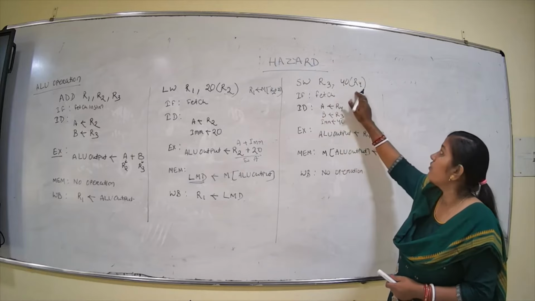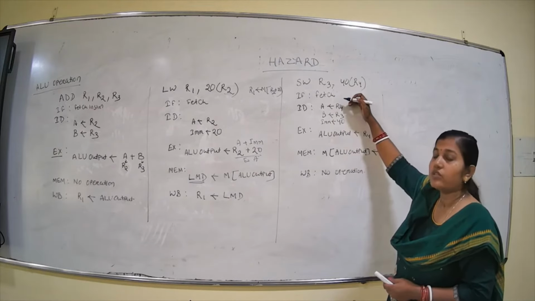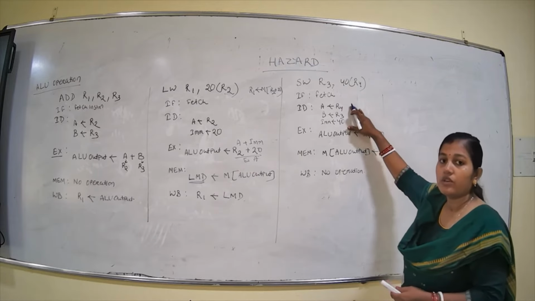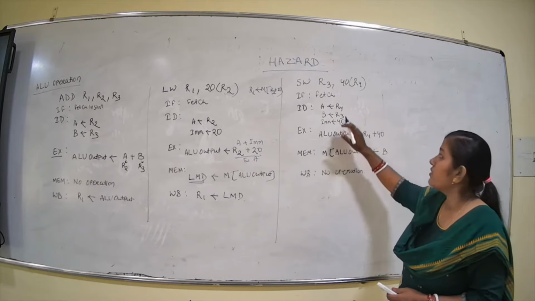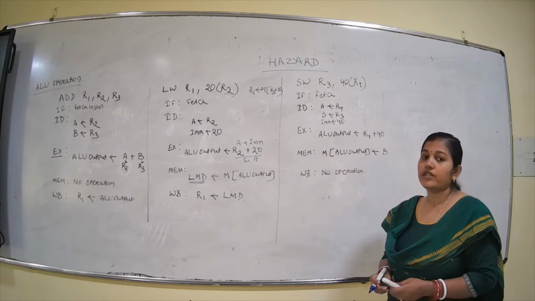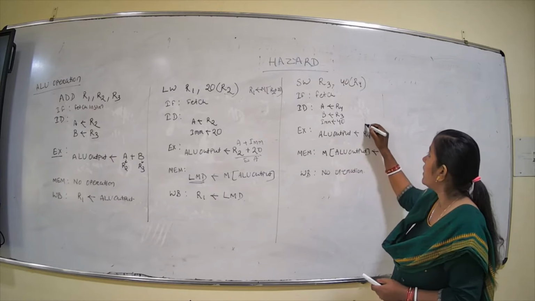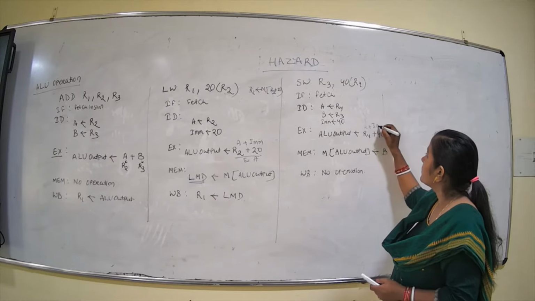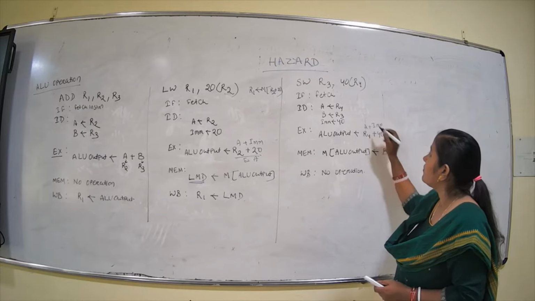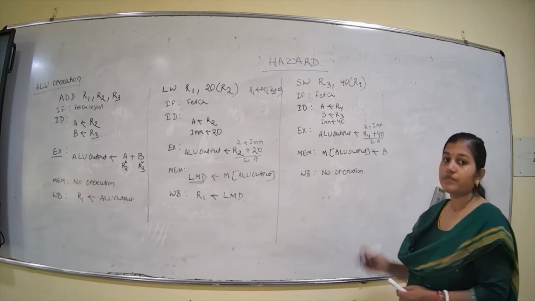Now, another example, the store operation. Store R3, 40 within bracket R4. First, in IF, we are fetching the instruction. In ID, we are reading the operands. So A is equal to R4, B is equal to R3, and immediate is equal to 40. So the ALU output is what? A plus immediate, which is the effective address.